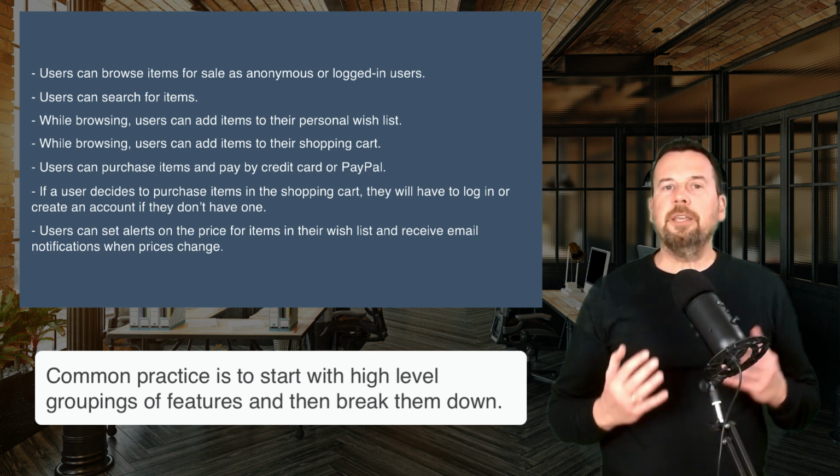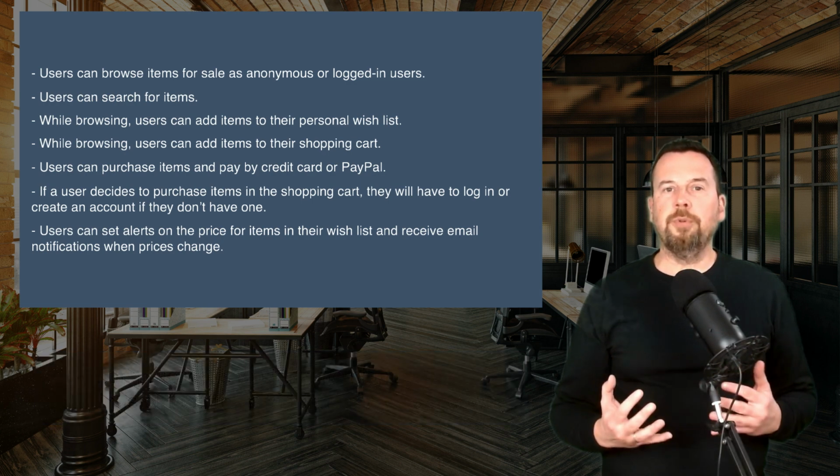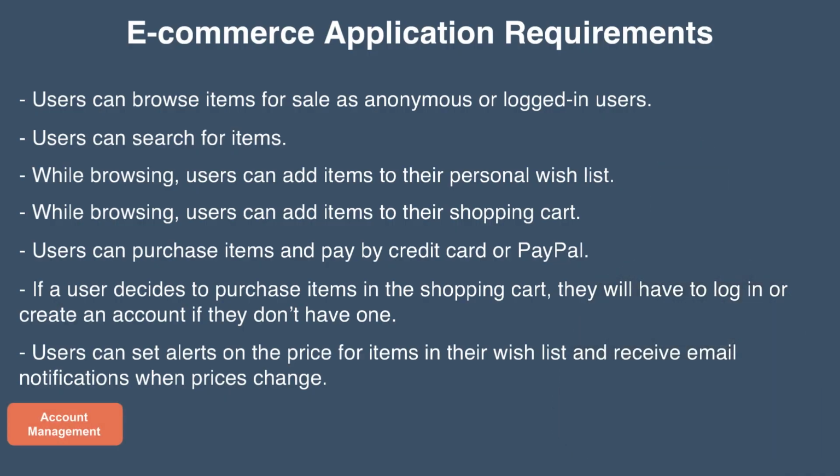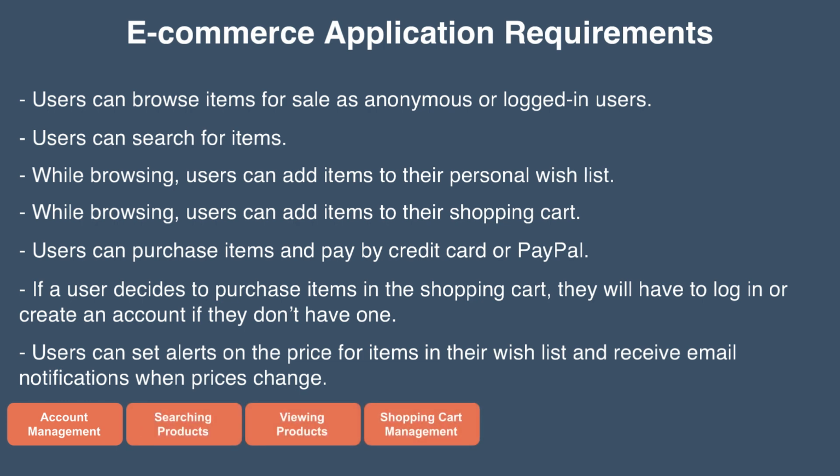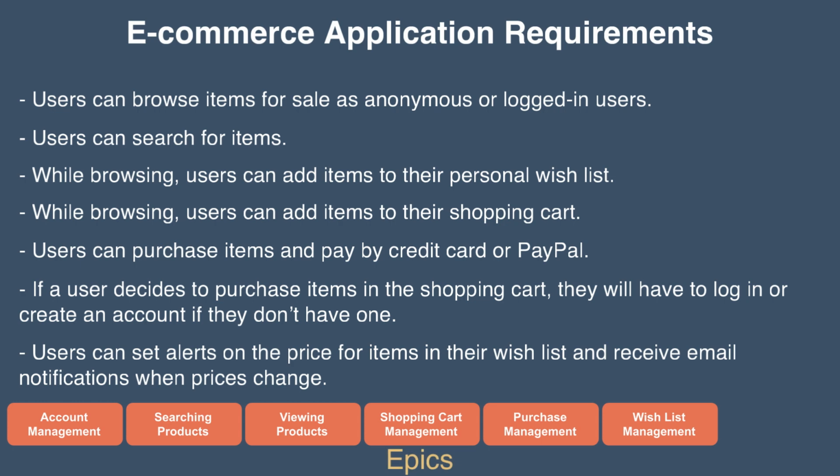With that in mind, here is the proposed list of high-level grouping we will proceed with. Account management, searching products, viewing products, shopping cart management, purchase management, and wishlist management. These are often called epics, and each represents a group of related features that will make its way into the product backlog. For example, account management will include login and logout features. Purchase management will include pay by credit card and pay by PayPal, and so on.